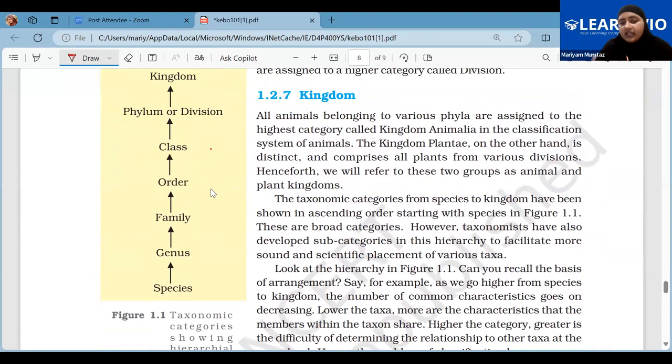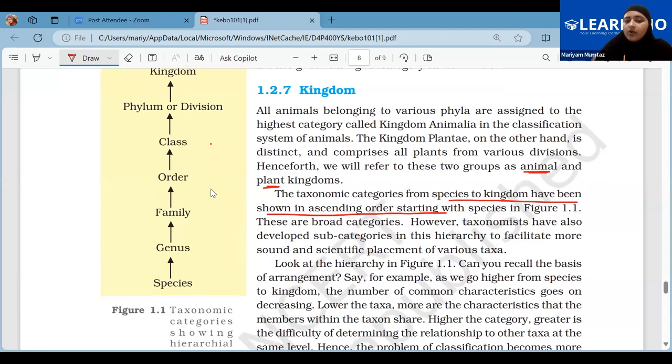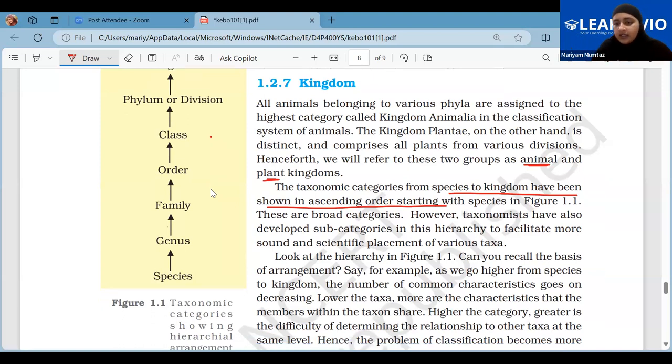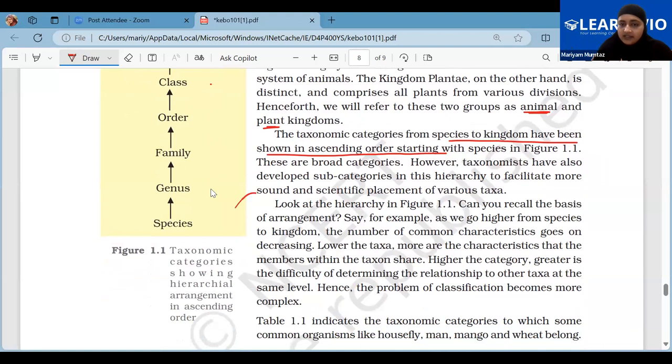Yes, ma'am. Now, since all of these kingdoms are there, one will be the kingdom for animals, one will be the plant kingdom. The taxonomic categories from species to kingdom have been shown in ascending order. You already have seen this. And these are broad categories. However, there are subcategories also, like subphylum, but we do not have to study that. We just have to study this. As we go higher from species to kingdom, the number of common characters goes on decreasing, meaning the similarities would decrease, and the number of organisms would increase.